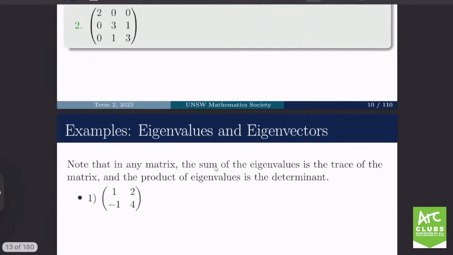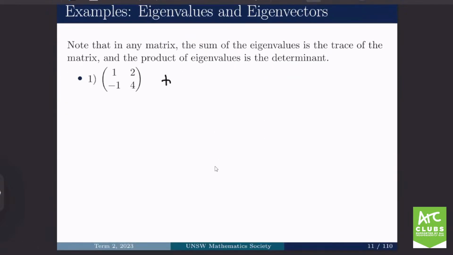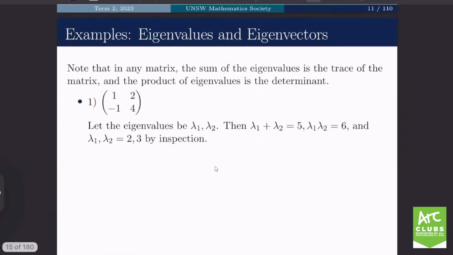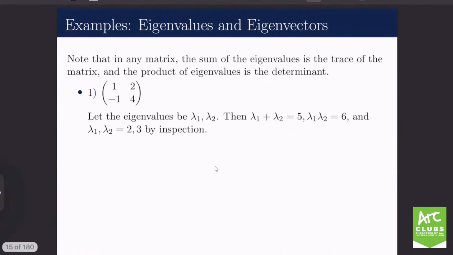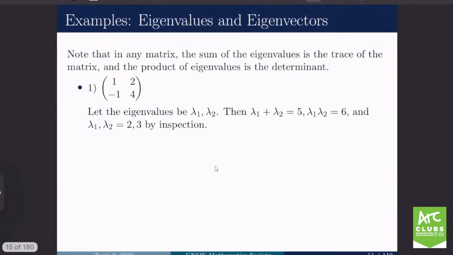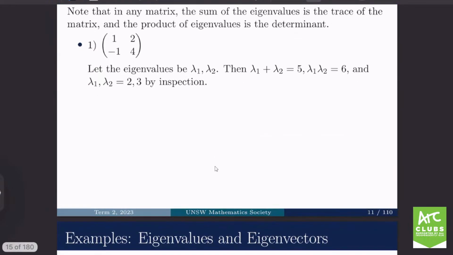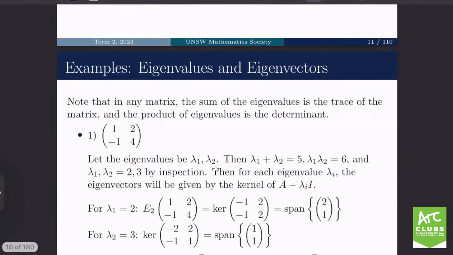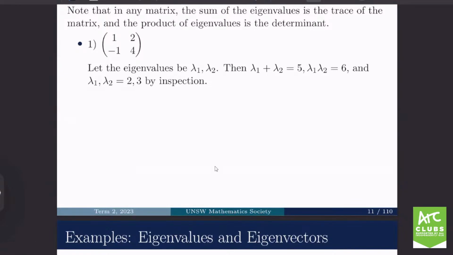So if I look at the first matrix, we'll call it A, its trace is 1 plus 4 equals 5, and its determinant is 1 times 4 minus -1 times 2. So the sum of the eigenvalues is 5, and the product of the eigenvalues is 6. By inspection, we see that the eigenvalues should be 2 and 3.